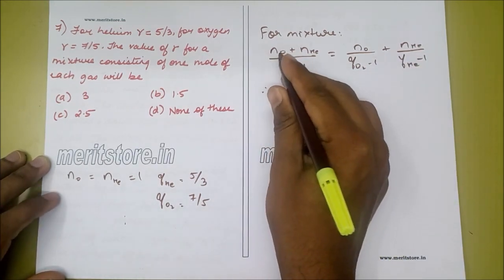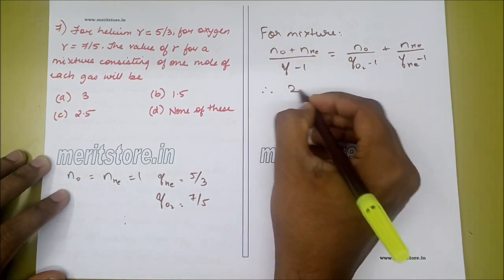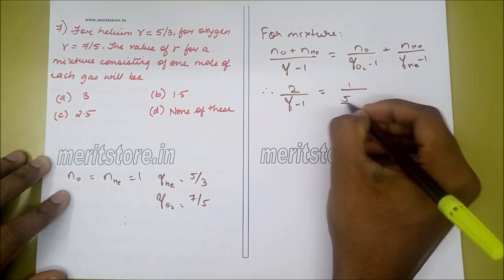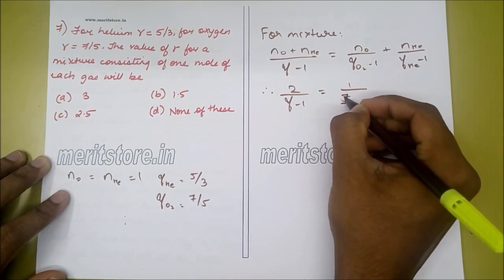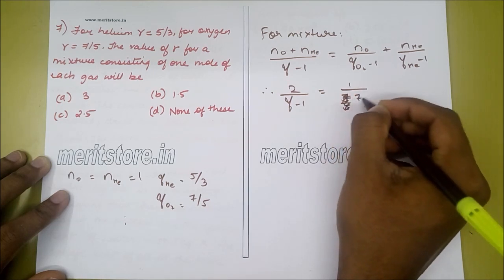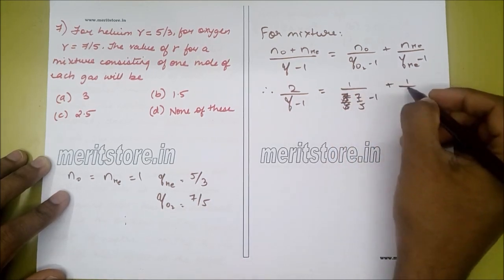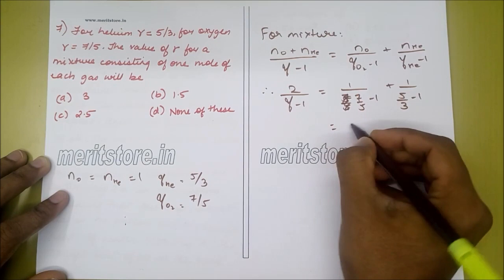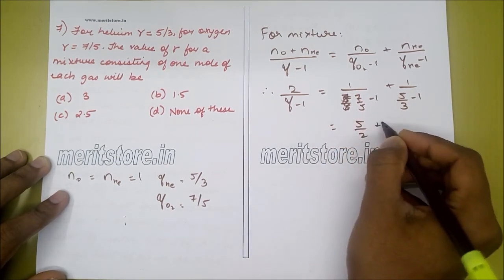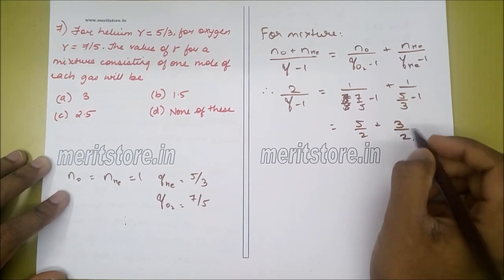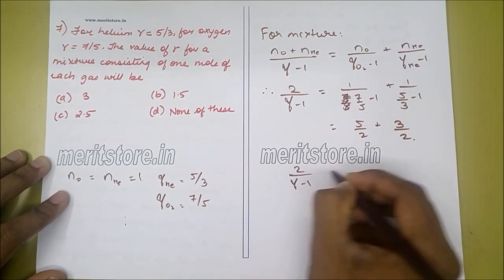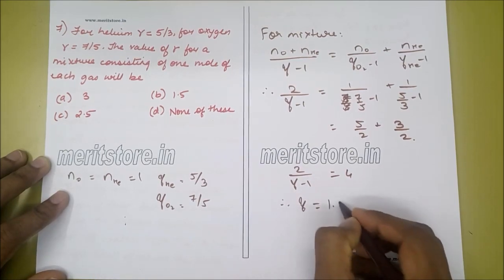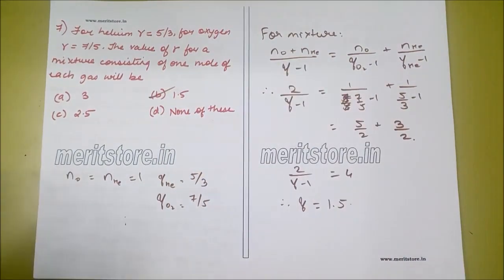So therefore n is equal to 1, so 1 plus 1, 2 upon gamma minus 1 is equal to 1 upon 7 by 5 minus 1, plus 1 upon 5 by 3 minus 1. So that we get as 5 by 2 plus 3 by 2. So 2 upon gamma minus 1 is equal to 4. So we solve gamma to get the value of 1.5. Hence option B is the correct answer.